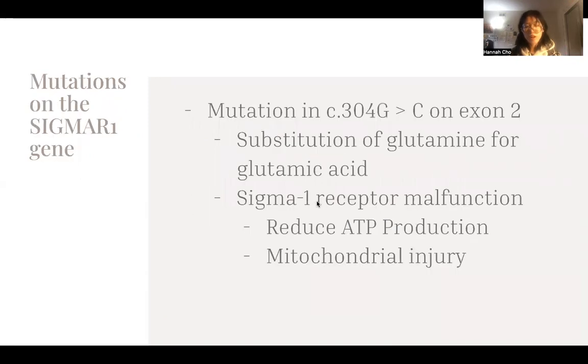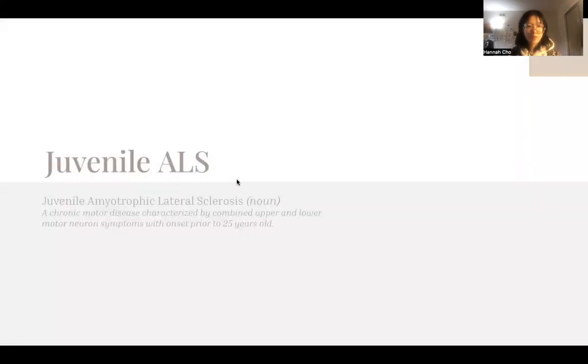So the mutation that causes juvenile ALS is a mutation on exon 2, where a substitution of glutamine for glutamic acid happens, and this results in lessened ATP production and mitochondrial injury that usually causes a shutdown of the cell. So now we'll dive into juvenile ALS.